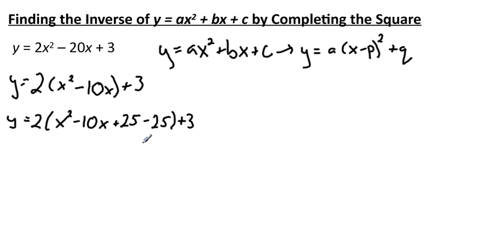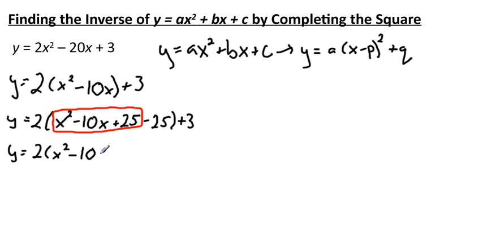We really don't need this minus 25 as part of our completed square. So our completed square really is this part right here. We're going to take that minus 25 out of the brackets by multiplying it by the 2 in front. So we'll have y equals 2 times x squared minus 10x plus 25, close our bracket. Then 2 times negative 25 will give us minus 50 plus 3.